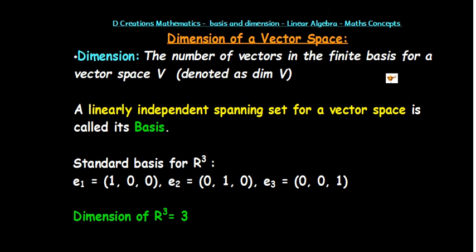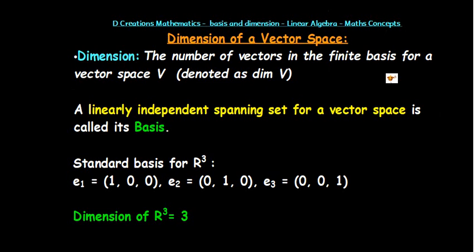Now the concept linked with basis is dimension. So now let us look at the dimension of a vector space. Consider a vector space V which has a finite basis, that means having a finite number of vectors. So here what would be the dimension of the vector space V? The number of vectors in the finite basis is the dimension of vector space V.